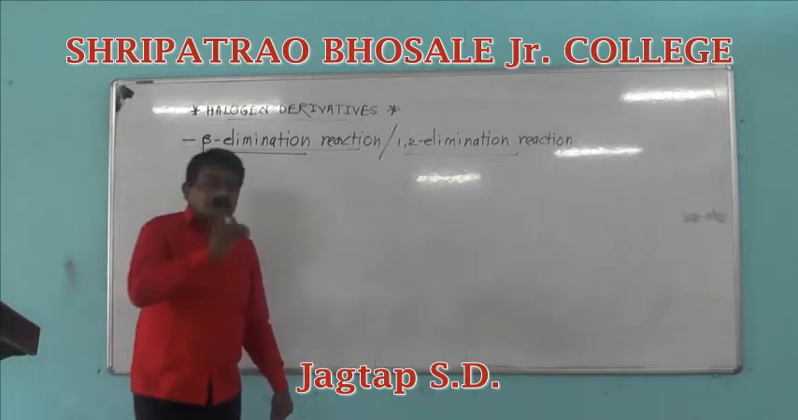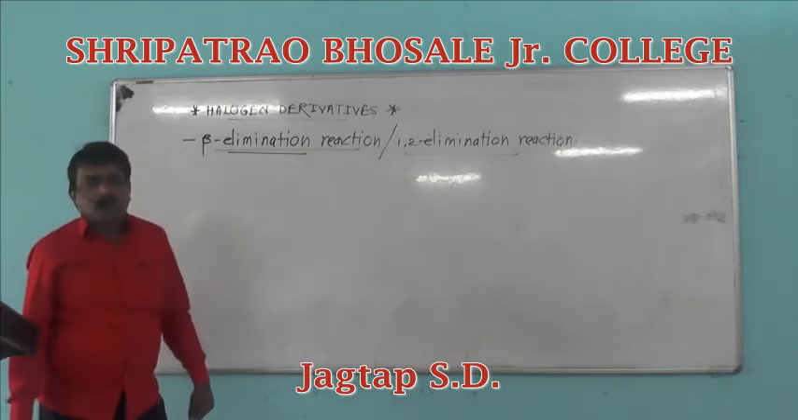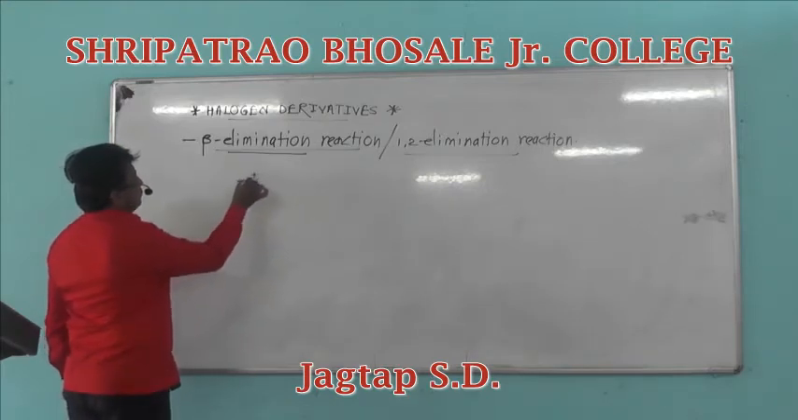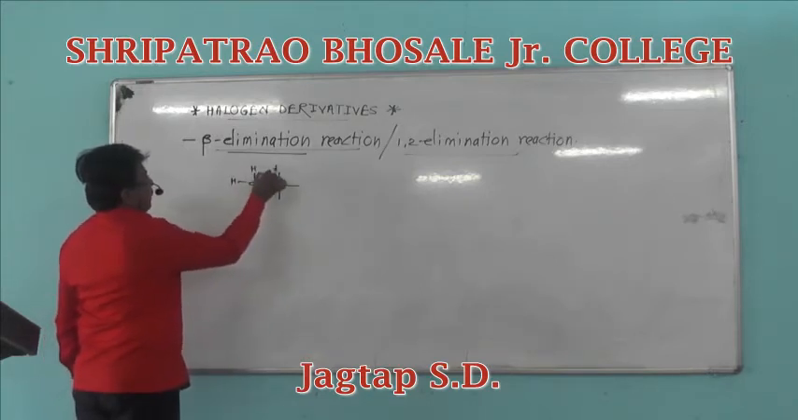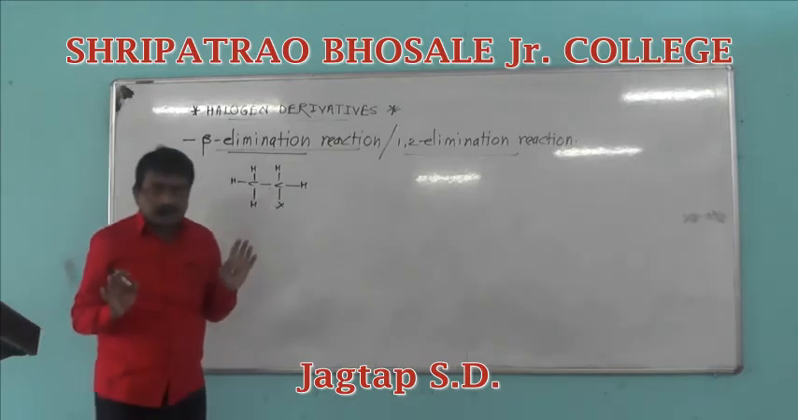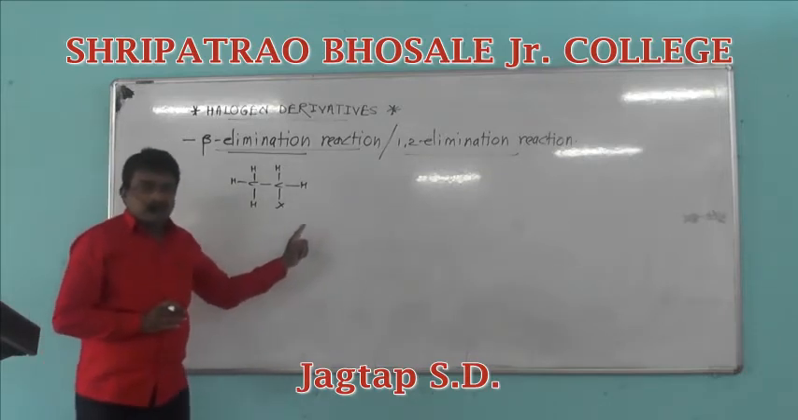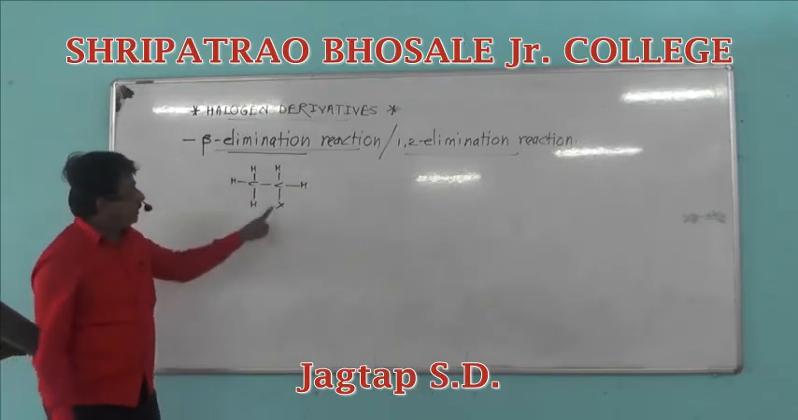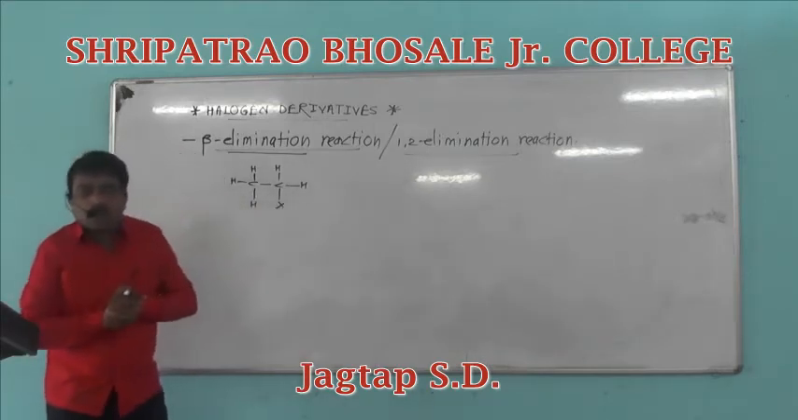An alkyl halide undergoes beta elimination reaction, or 1,2 elimination reaction. We know that in an alkyl halide, a halogen atom is directly attached to an sp3 hybridized carbon atom. The class of that compound is alkyl halide, also known as haloalkanes. An alkyl halide contains only one halogen atom in its molecule. Therefore, it is also called a monohalogen derivative of alkane.